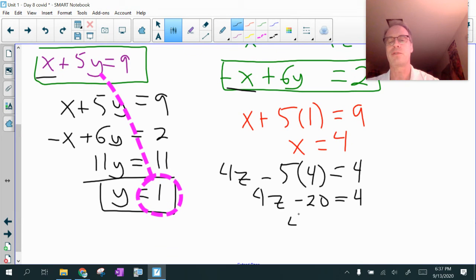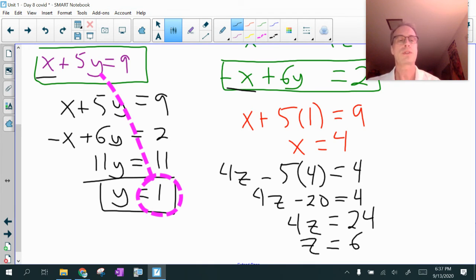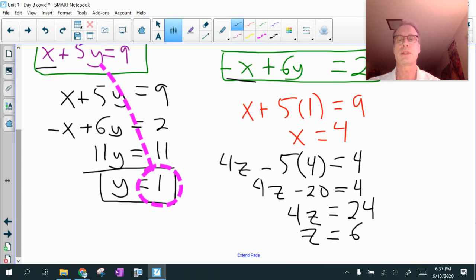And so I'm looking at 4z equals 24, and therefore z equals 6. So my ordered triple in this case is going to get me (4, 1, 6).